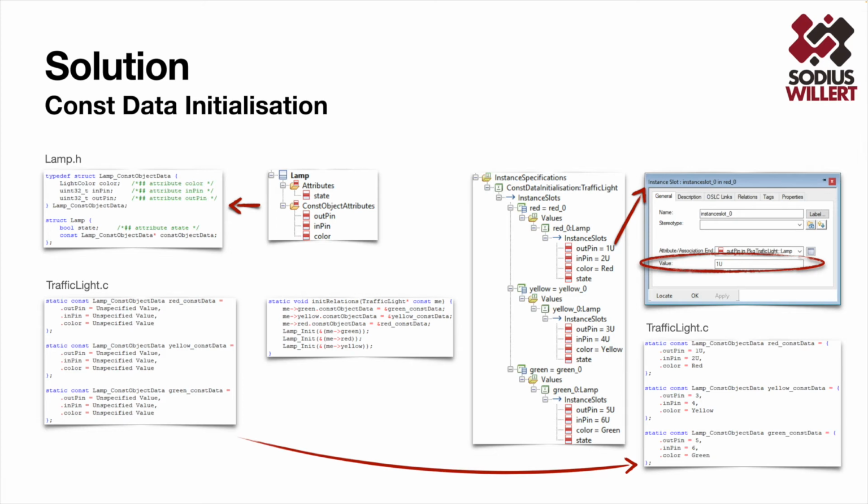Here it's now nice to see that each object of the class lamp is initialized with different const values, and these are nevertheless in the ROM.